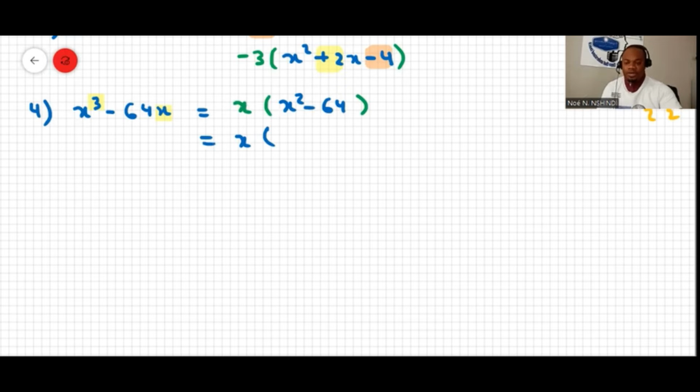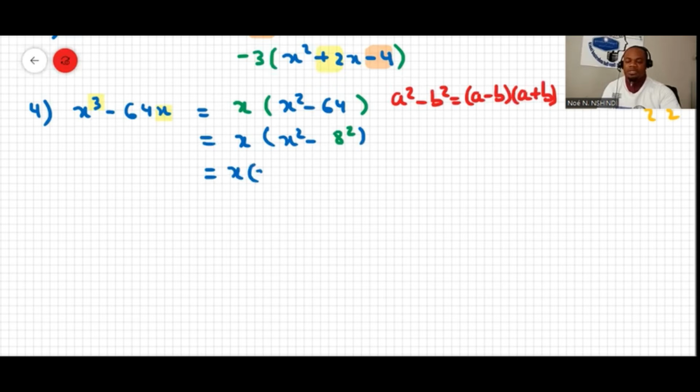Now 64 is a square number. It is the square of 8. So this can be written as 8 squared. And now we can apply the difference of 2 squares property. We know that a squared minus b squared equals a minus b times a plus b. So this will be x times open bracket x minus 8 and then x plus 8. Now we can say we factorized this fully.